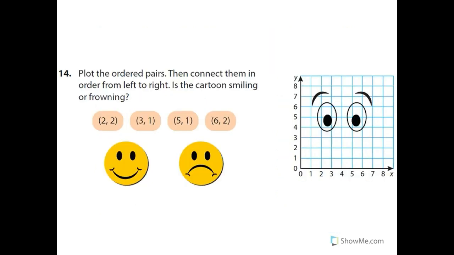Alrighty, number 14 says plot the ordered pairs, then connect them in order from left to right. Is the cartoon smiling or frowning? Go ahead and do that, and then we'll go over it. Alright, this is what it should look like. We've gone over 2 and up 2, over 3 and up 1, over 5 and up 1, over 6 and up 2, and that is a smile, isn't it? Oh, let me put my smile back there. That is a smile.